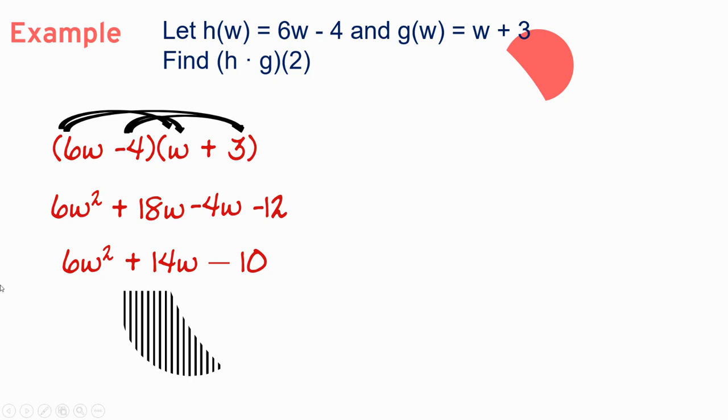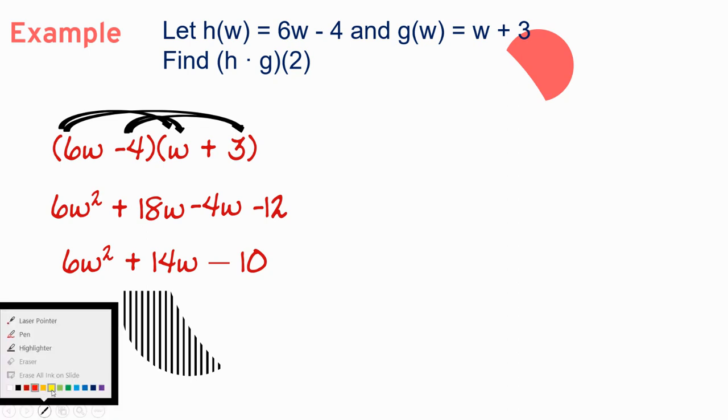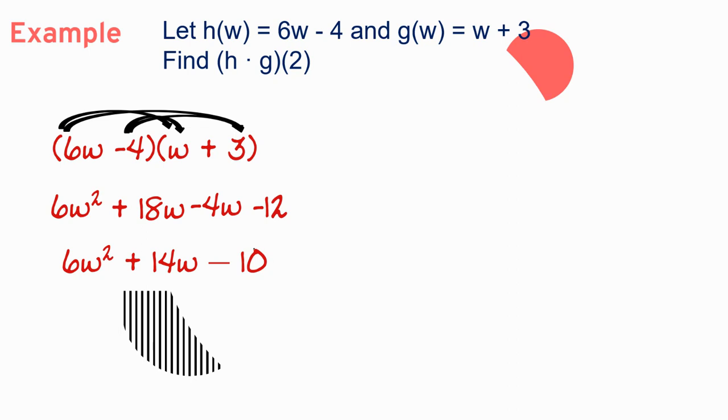Sorry, that should be a 12. Well, things are going to get a little sticky here. Sorry, guys, that is a 12.